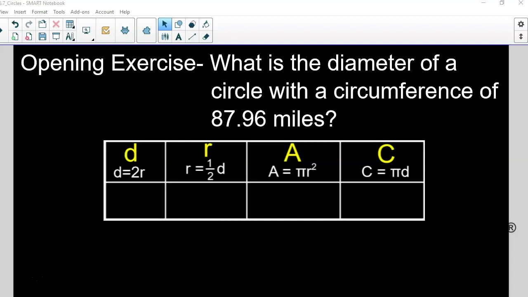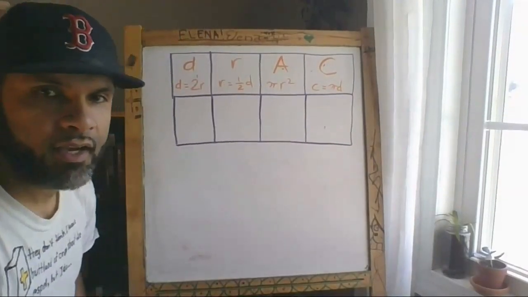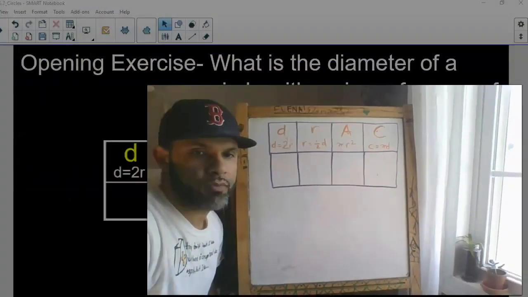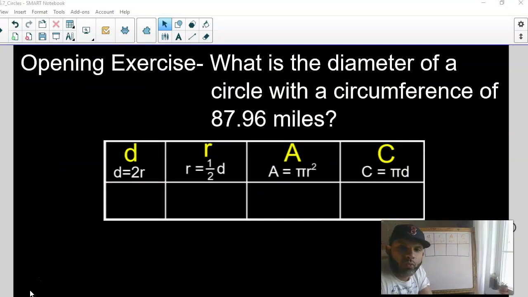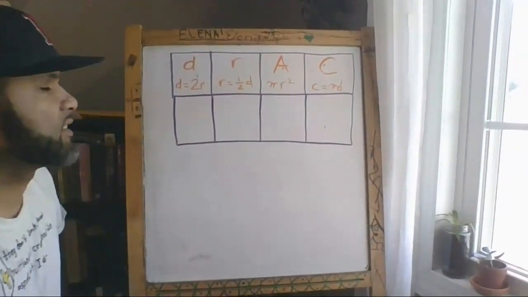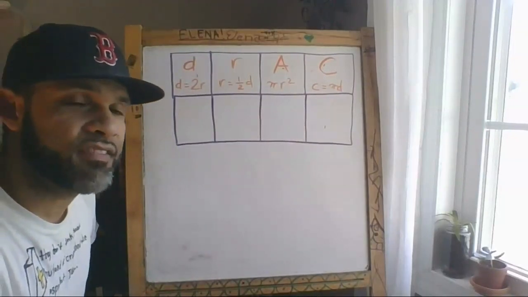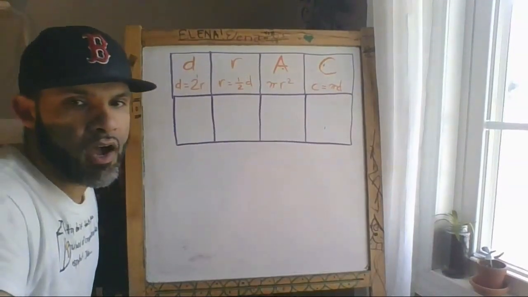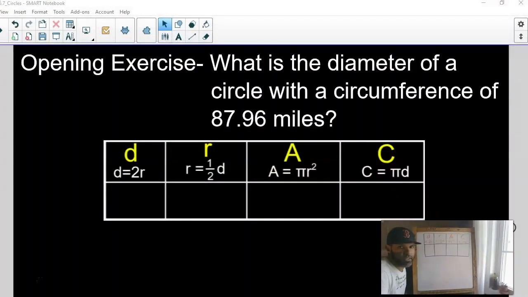All right, so coming back here, we're gonna fill in our drag chart here based on our word problem. All right, so let's read it. Okay, so what is the diameter of a circle with a circumference of 87.96 miles? So here it's a little different because in previous examples we were told what is the diameter or the radius. Well, this time it's given us the circumference off the top. So we're gonna put our number 87.96 right here in this section here.